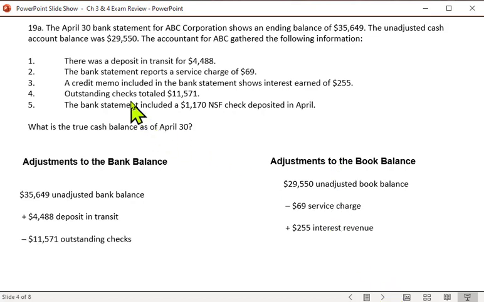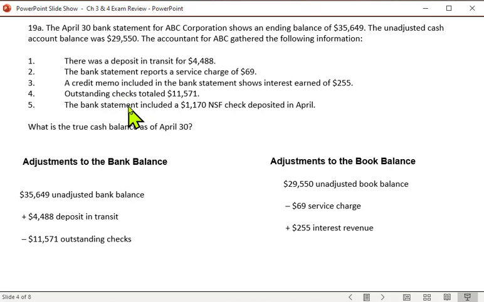And then outstanding checks. These are checks that haven't cleared the bank. We knew about them when we wrote them, but the bank doesn't know about them because they haven't cleared yet. So you subtract those from the bank balance. That is transaction number 4.